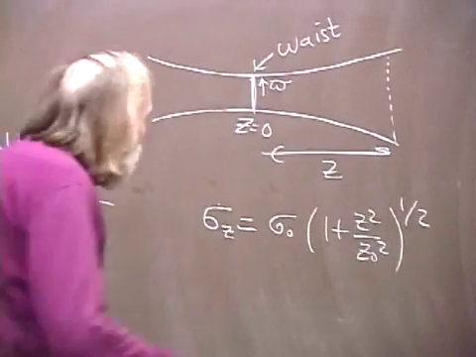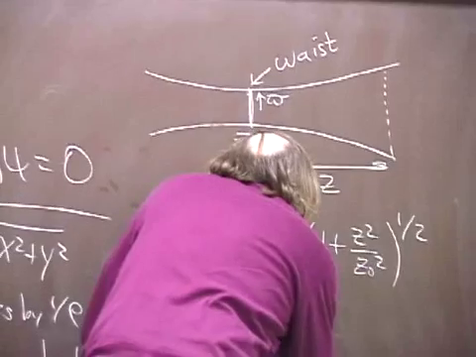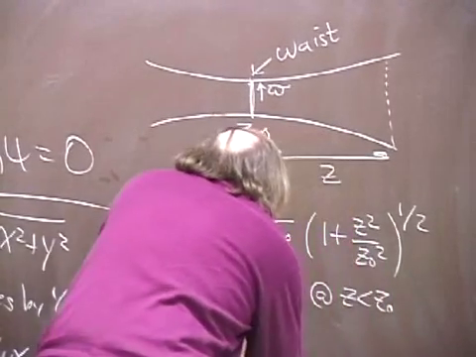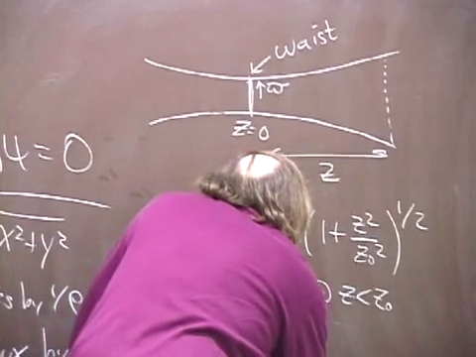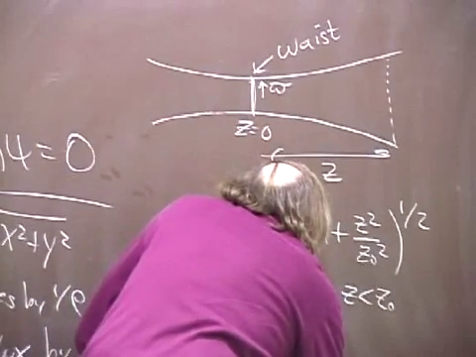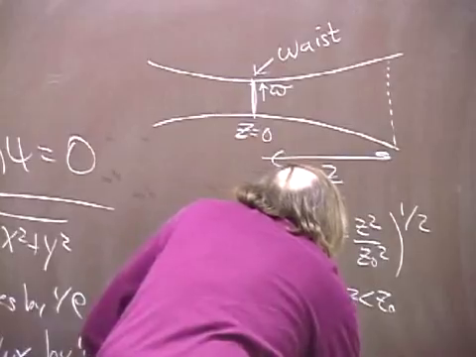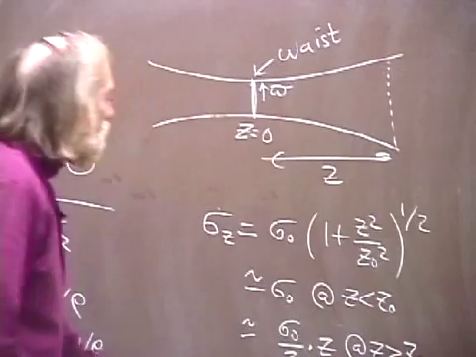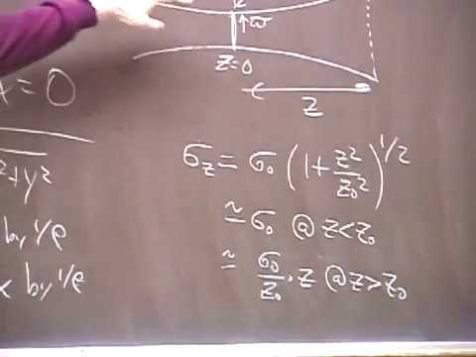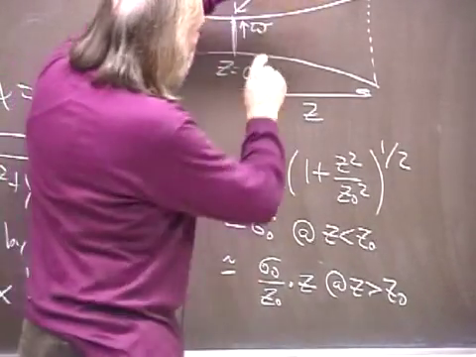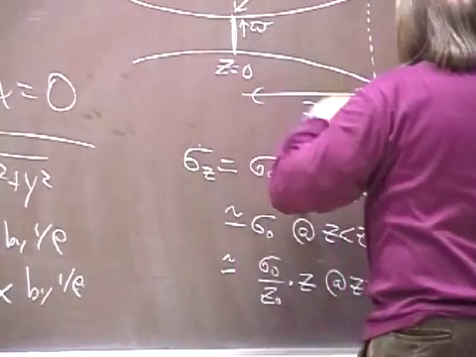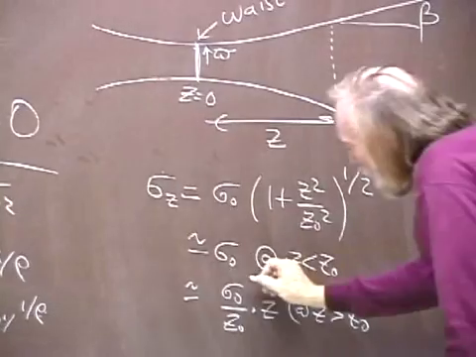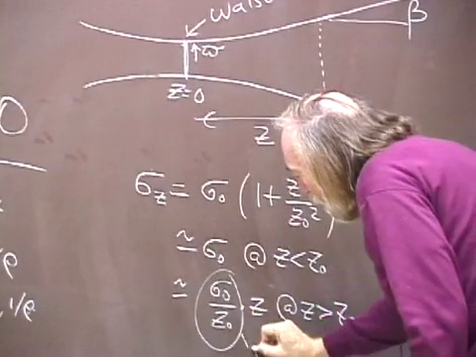Let's notice then that this is approximately sigma 0 at z less than z naught. And it's approximately sigma 0 over z0 times z at z greater than z naught. So it's sort of flat till you reach z naught, then it starts spreading out linearly with a spreading angle beta that is sigma naught over z naught.